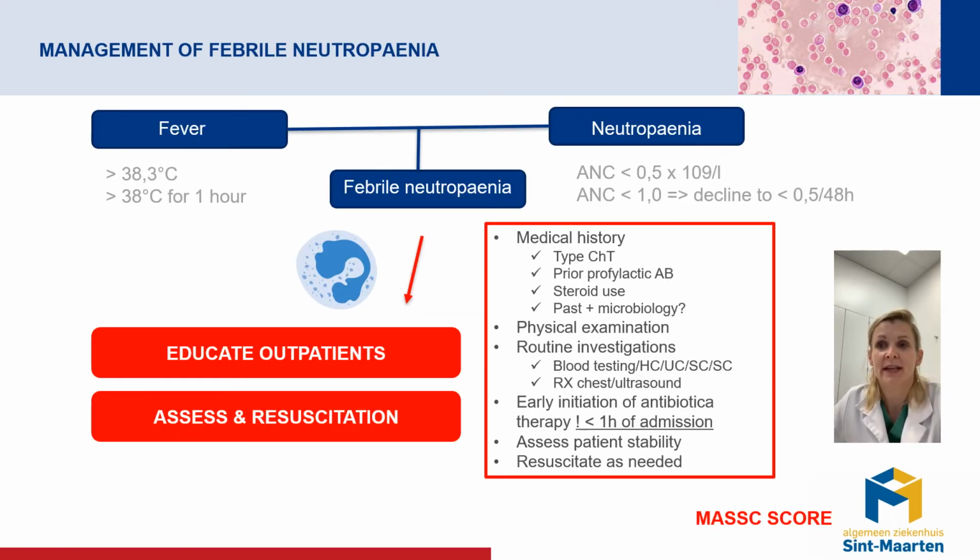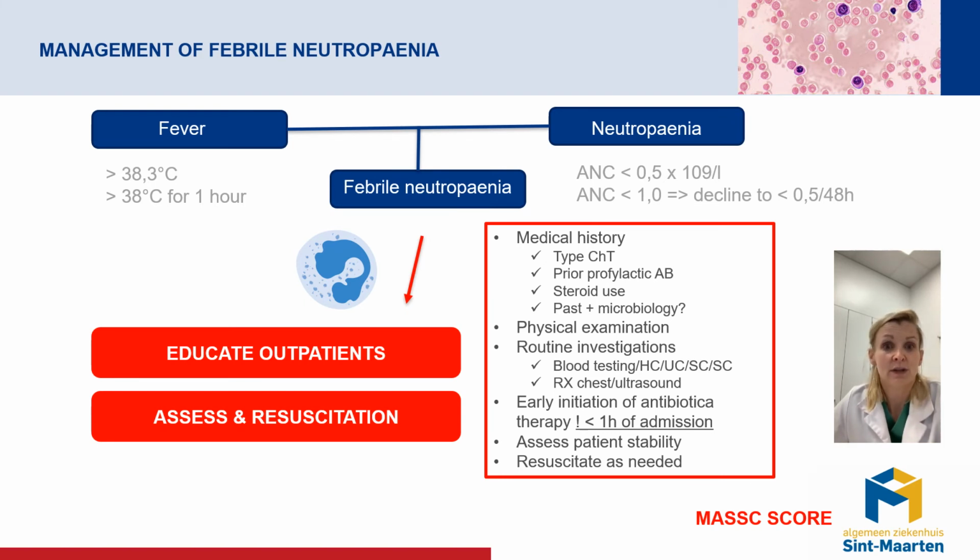So we end up with the management. It's very important to educate outpatients, to monitor their symptoms, and you have to provide clear instructions what they have to do when there's a problem, when there's fever. But when the patient presents in hospital, you have to look at the medical history, type of chemotherapy, prior prophylactic antibiotics. Was there a steroid use? Was there a past positive culture? Of course, physical examination. You have to do the routine investigations. And it's very important that you give the first dose of antibiotics within 1 hour after admission. You have to be aware that the patient is stable.